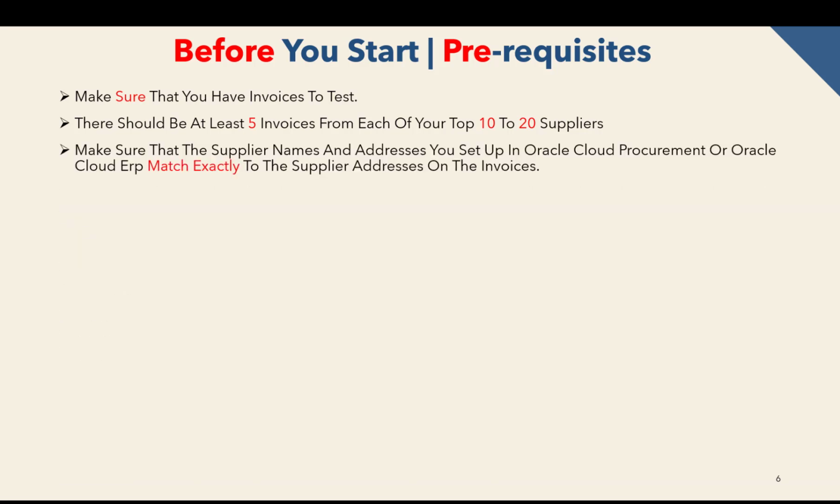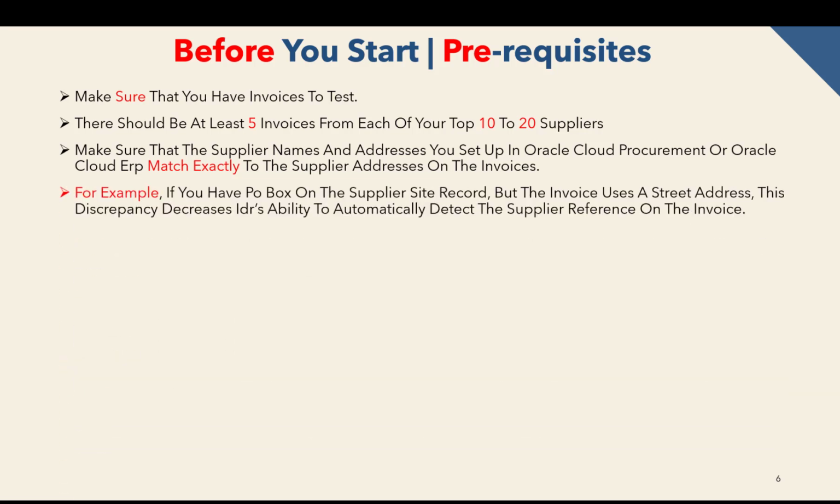Make sure that the supplier's name and addresses you set up in Oracle Cloud Procurement or Oracle Cloud ERP match exactly to the supplier address on the invoices. The customers should determine how suppliers and sites should be set up, and the implementation team needs to ensure that the addresses assigned to the sites are matching what is shown on the invoices.